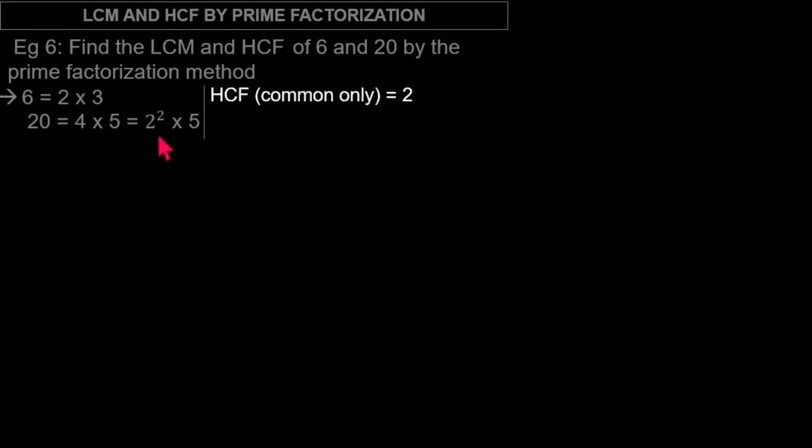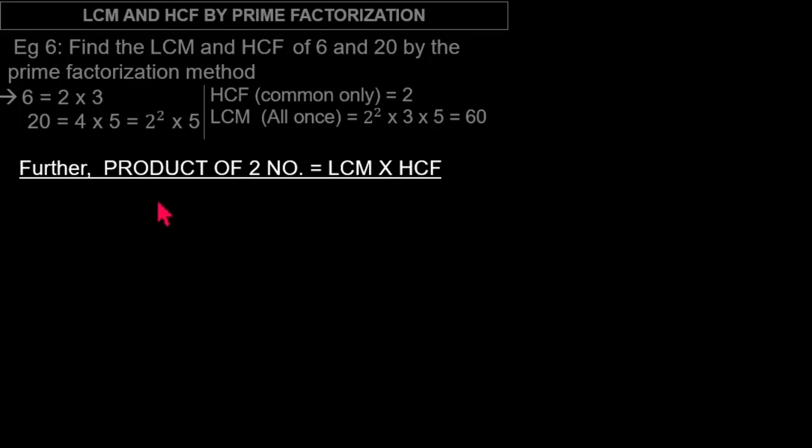In LCM, we multiply all the things, and if something is repeated, we take it from only one of them. So 2 square is here, so we take 2 square, and we need not take 2 here. Then there is 3, and then there is 5. Okay. So if you calculate this, it will be 60.